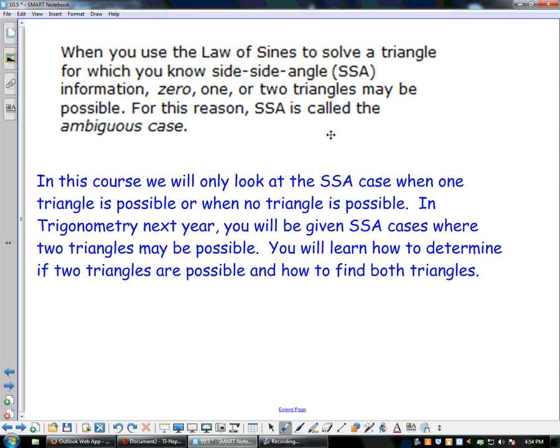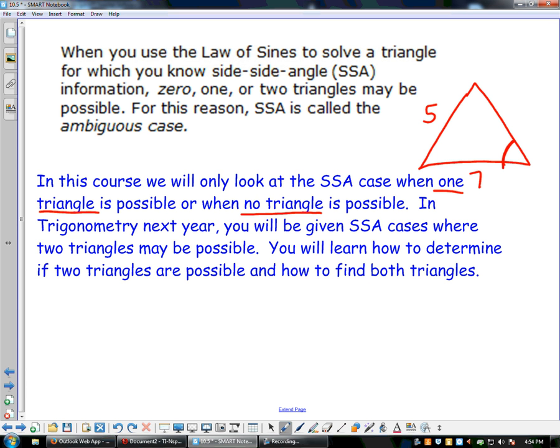So again, if I had some triangle, and in the triangle I might have known that this was 5 and this was 7, but I know the angle measure over here. Okay. In that case, it is possible that we could have 0, 1, or 2 triangles that actually would be possible. So this is called the ambiguous case because sometimes it would work, sometimes it wouldn't, sometimes you get more than one answer. So in Algebra 2, we are only going to look at the side-side-angle case when one triangle is possible. So we'll only give you ones where one is going to happen here. There will not be 2 choices, or it just won't work at all. And we'll look at how that would come up.